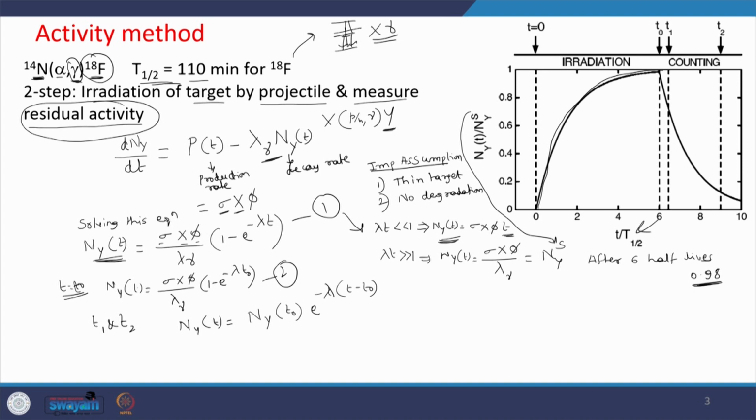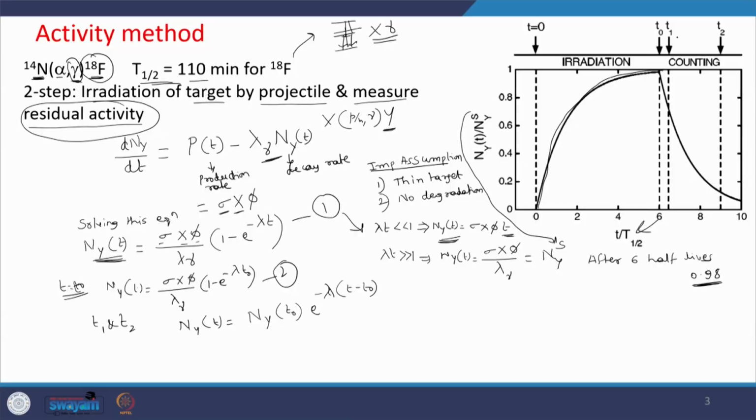Now, if I want to measure the number of particles within two time slots, like in this diagram you see t1 and t2, and there is a small gap between t0 and t1. After irradiation is stopped, I will wait for some time and let the decay start. I will start at t1 and close at t2. In these two time slots, I will measure the number of particles. How to represent it mathematically?